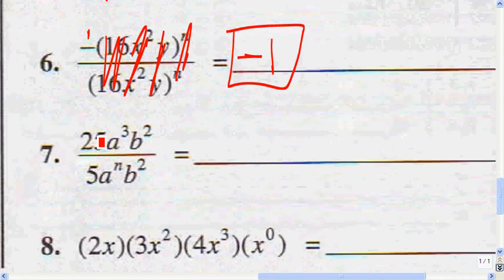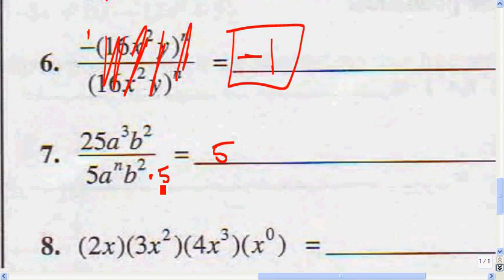Okay, so here to do this, first we figure out our sign. Our signs are positive because they're both positive. Then 25 divided by 5 is 5, because 5 times 5 is 25, so I write 5. And then here, remember, it's a whole number, so I'm going to write a to the 3 minus n, right? And then b squared divided by b squared is 1, so it's 1 times 5a to the 3 minus n, which equals 5a to the 3 minus n. So I'm not going to multiply it out because it's going to give me that same answer, so I just leave it like this.